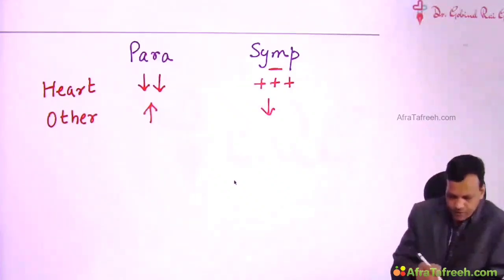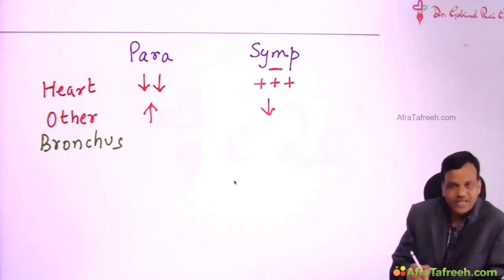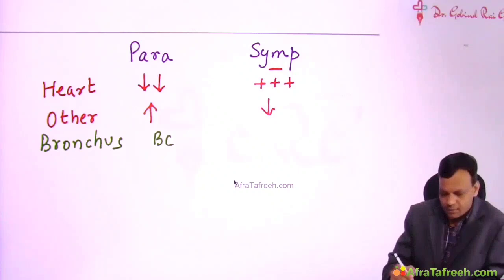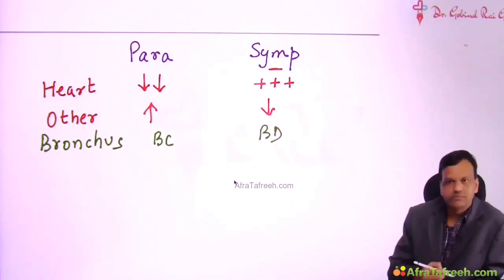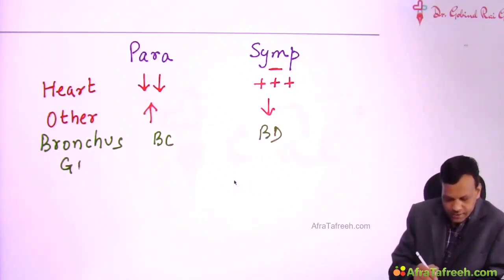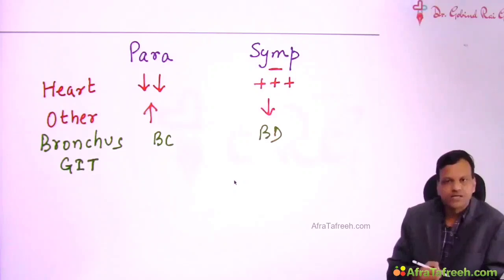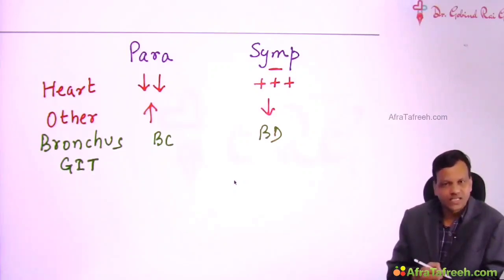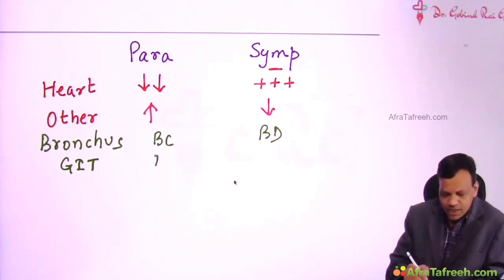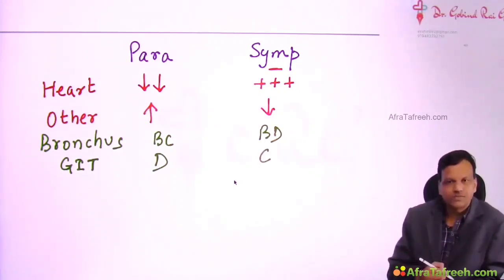Like if we talk about the bronchus, parasympathetic stimulates. Stimulate means bronchoconstriction. Sympathetic opposite, bronchodilation. If we talk about the GIT, parasympathetic stimulates. Stimulate means it will increase the motility. It will increase the secretions. So that will predispose to diarrhea. Sympathetic opposite, it will predispose to constipation.